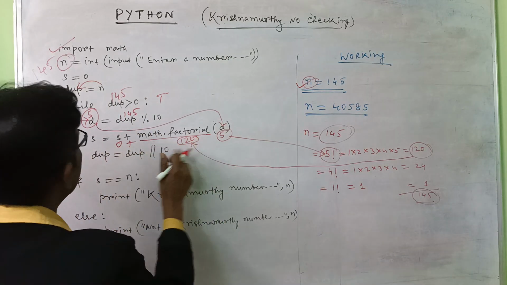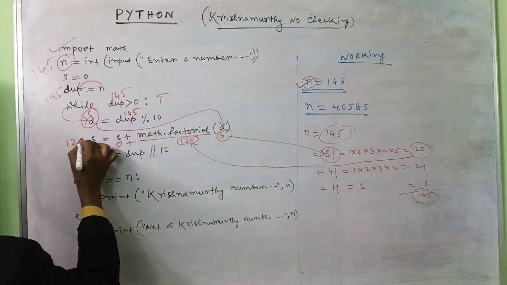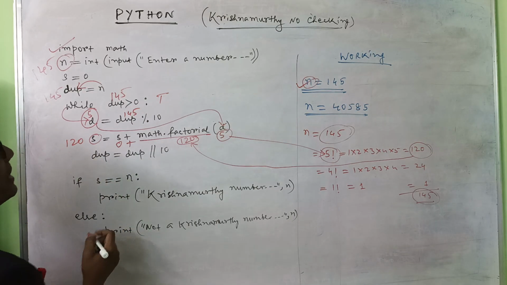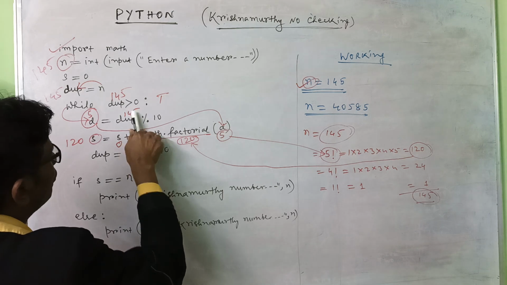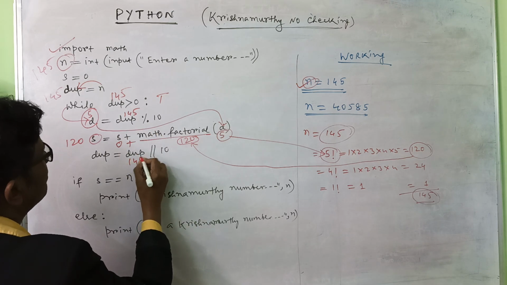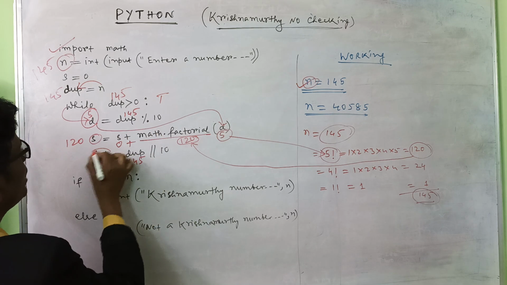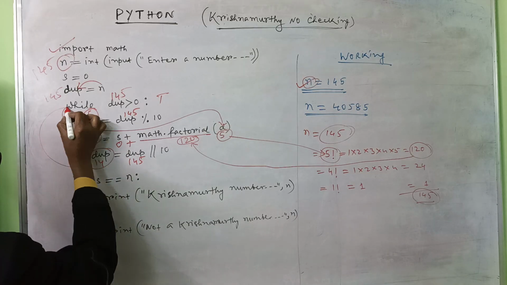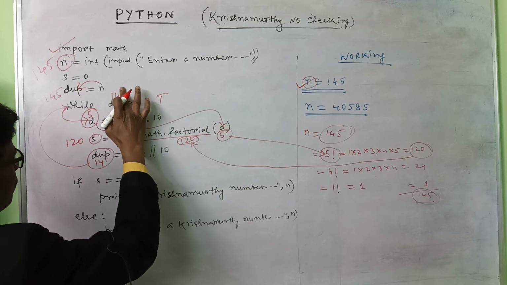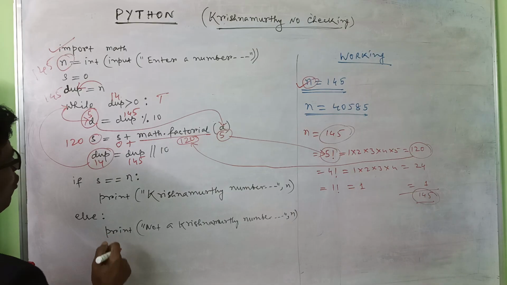So 0 plus 120 is becoming 120. This s is becoming 120. Now we have to reduce 145. 145 is reduced, and it is now 14. So we are going back. Going back means we are taking only this 14.